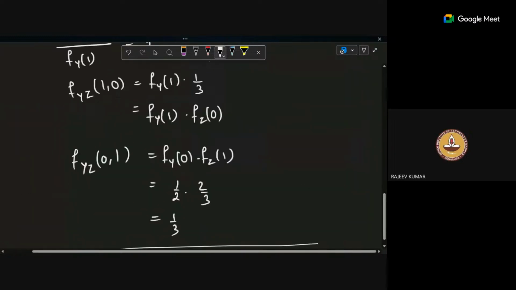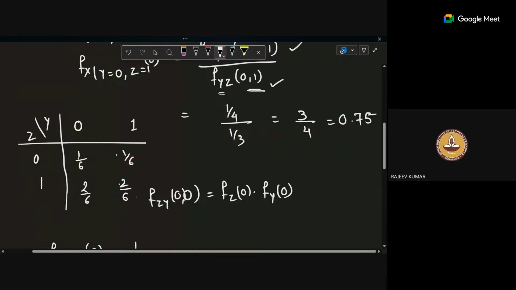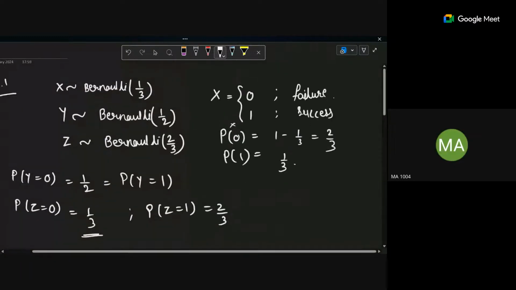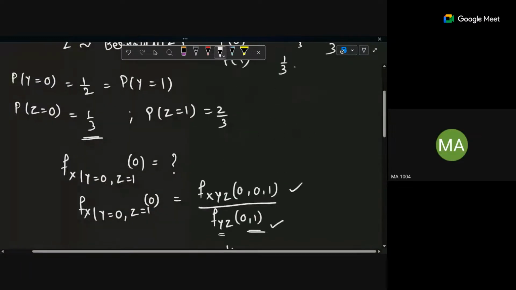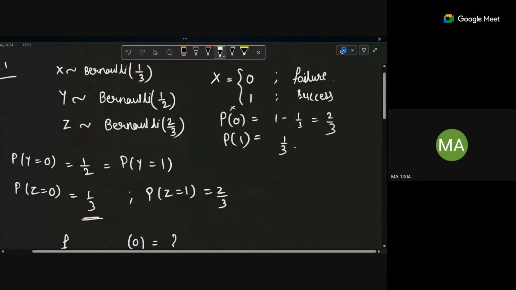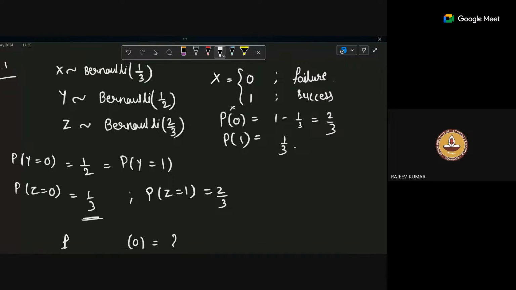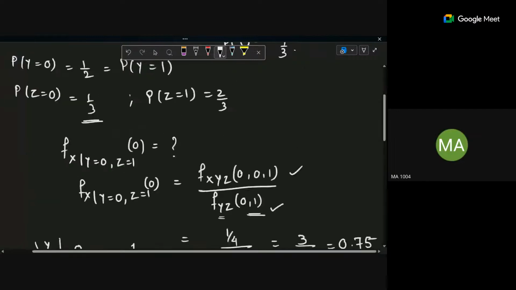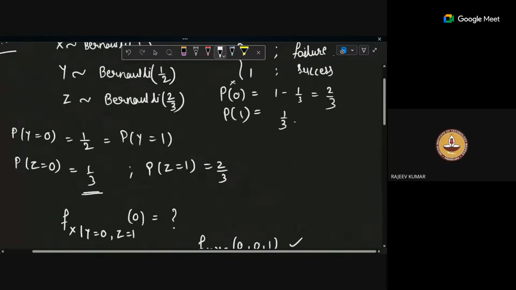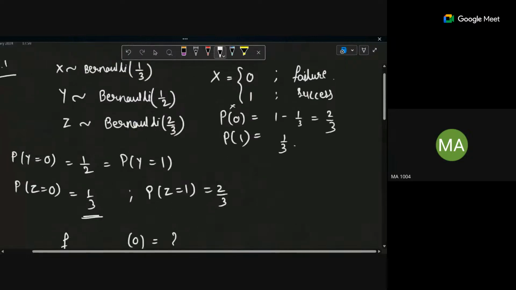Ma'am, I have a question here. Y and z are independent, but can we say all the three random variables x, y, and z are independent, or not? No, we can't say, because f of x, y, z is not equal to fx into fy into fz. That equality is not true.